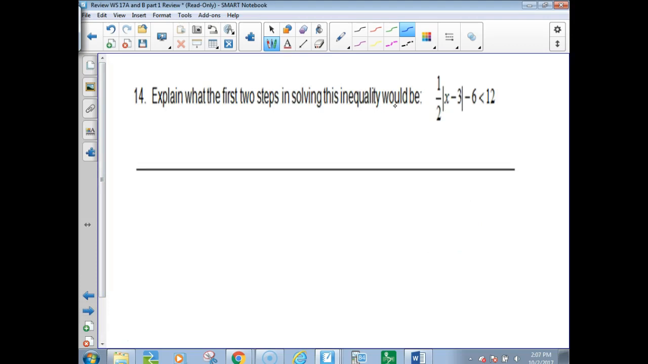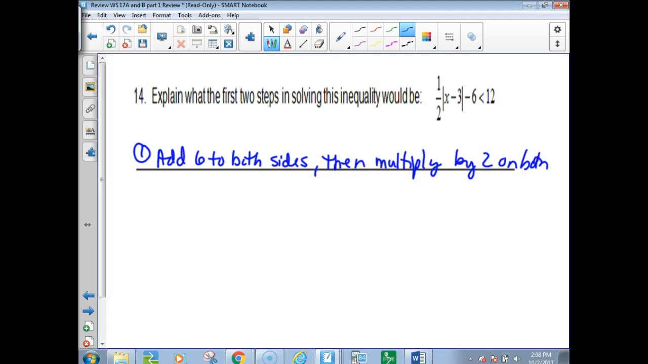Okay, it says explain the first two steps in solving this inequality, and that would be first, multiply. Oh, I wrote multiply. Should I be multiplying first? I was thinking about both steps, and I wrote the wrong word first. It should be add 6 first. Add 6 to both sides. Then multiply by 2 on both sides. And the point is you are trying to isolate the absolute value.